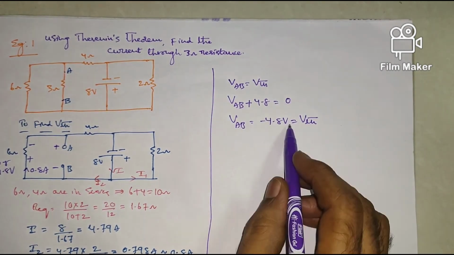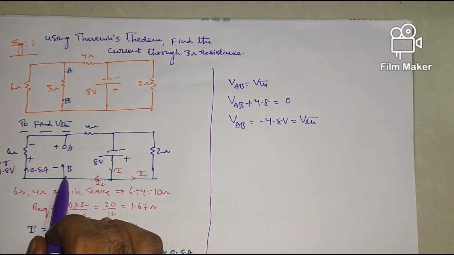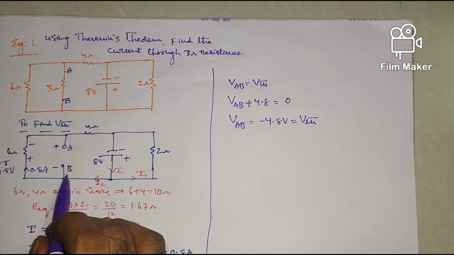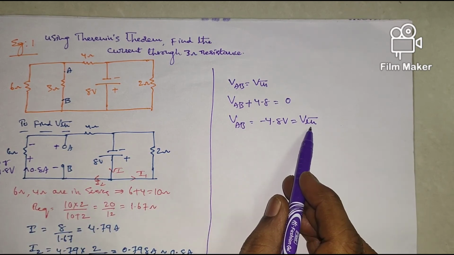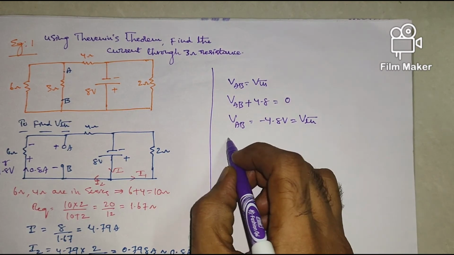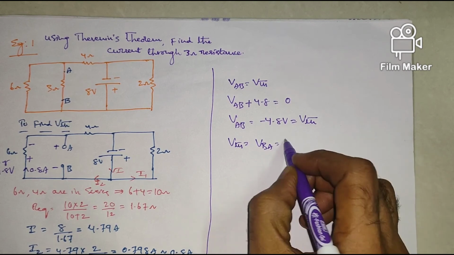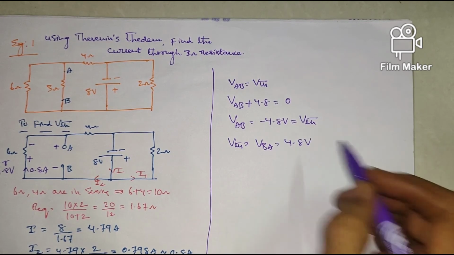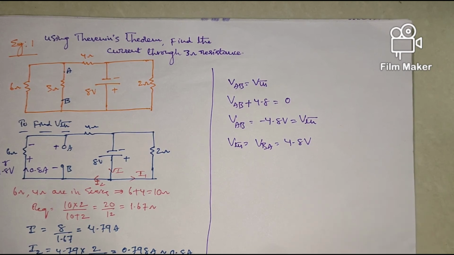Here we have got minus 4.8 because we considered that A is positive and B is negative, but the actual case here is B is positive and A is negative. Hence we have got minus 4.8 volts, which is equal to V Thevenin. Hence we get V Thevenin is equal to VBA, which is equal to positive 4.8 volts. This is how we have to find out the magnitude of Thevenin's voltage.